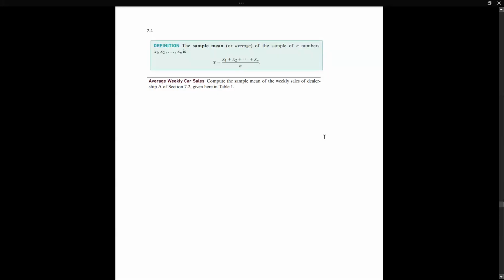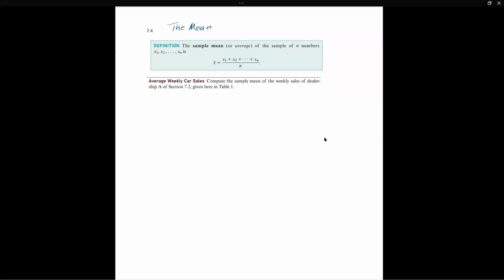Everybody, I'm Rashid. So I'll continue this talk here, and we got to 7.4, which is the mean. And this definition, the simple mean or average of n numbers is, as you know, you add and you divide by n, right?